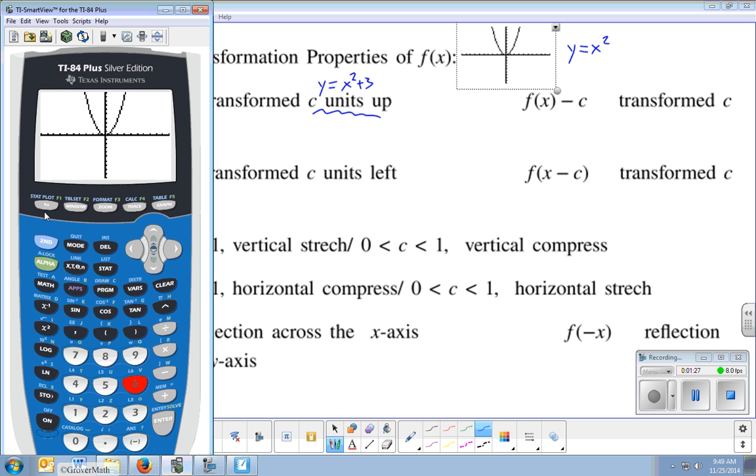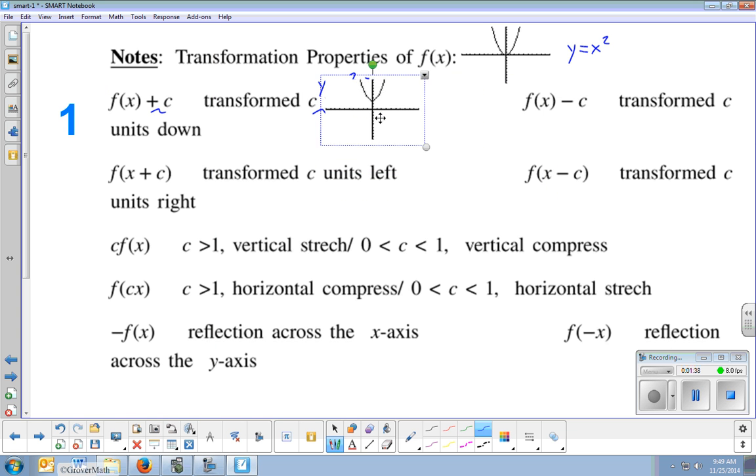So let's take a look at what happens when we do that. So if we turn x squared into x squared plus 3, notice that the graph has now been shifted up 3 units. And so that's what we end up with for that. I'm going to make it small and just put it right underneath it. So that's 3 units up.